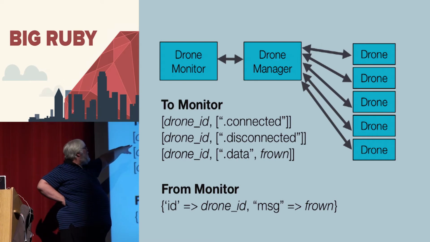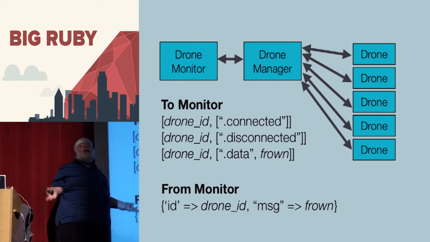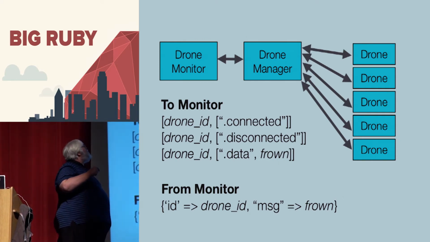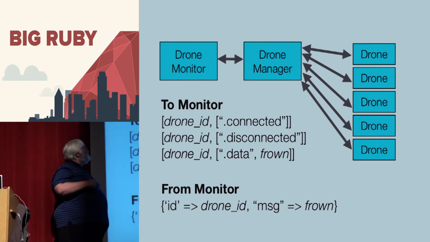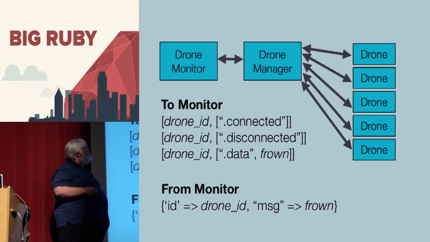So incoming, he'll get a drone ID. So the drone manager here, every time a drone connects, will create an ID for that drone that is unique. And when he sends messages to the monitor, he will tell you what drone it is. He will get connected and disconnected messages when drones connect and disconnect. And he will also get the data messages. Whenever a drone sends a FROWN message, he will get a data message that looks like this.